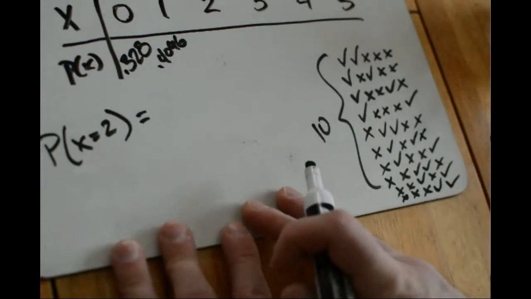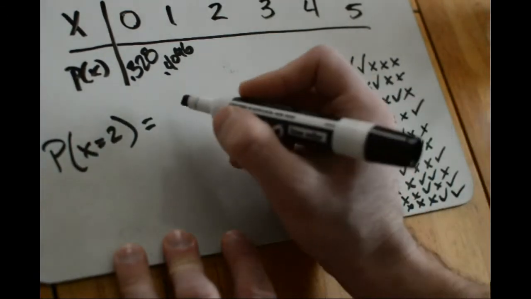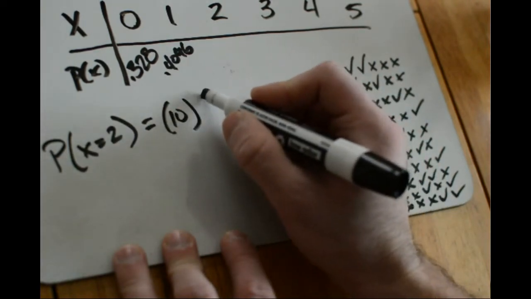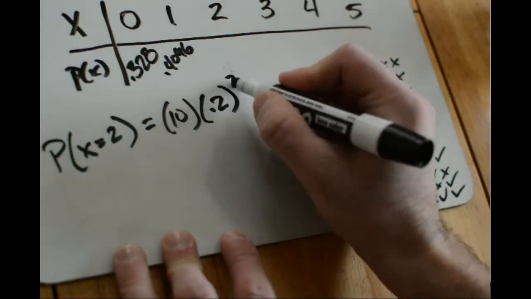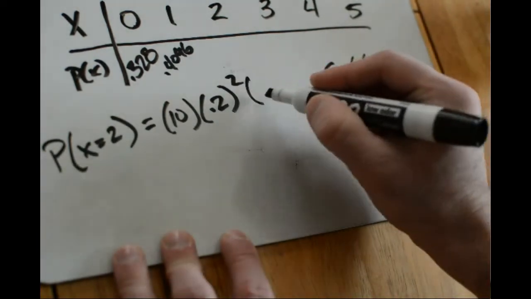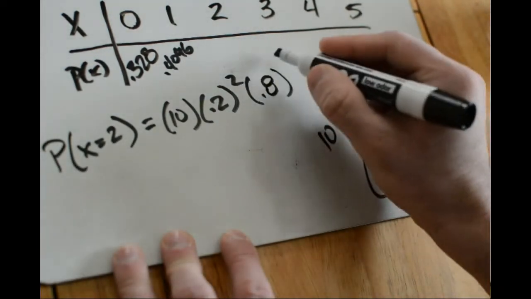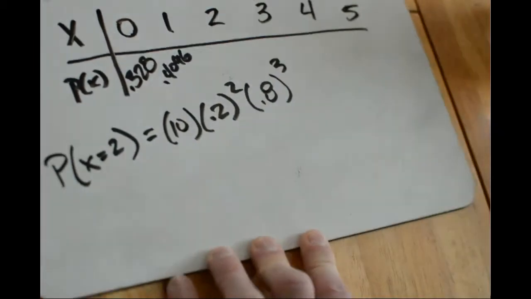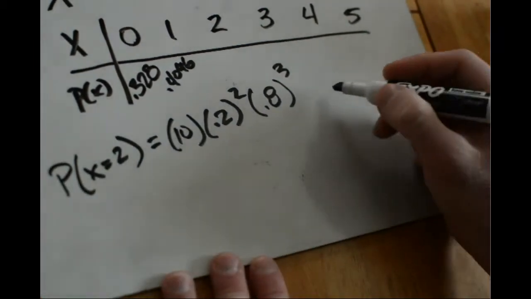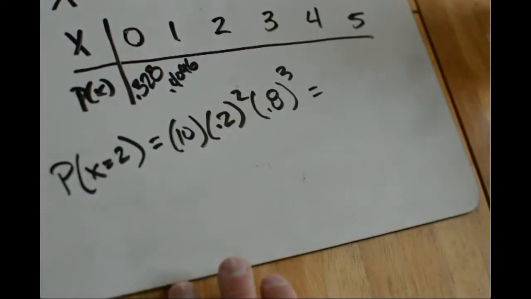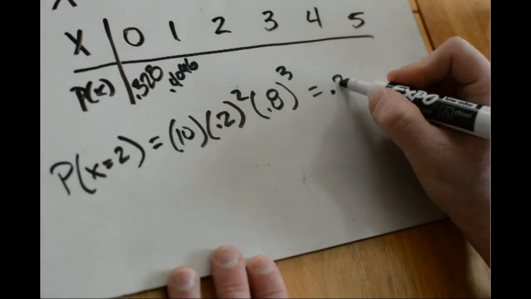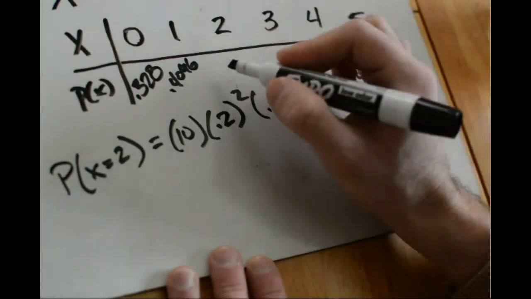So what we need to do for the probability that x is equal to 2 is we'll take 10, because there's 10 ways to get them right, times 0.2 squared, since we got 2 questions right, times 0.8 to the 3rd, since we got 3 questions wrong. And this is how a binomial probability gets calculated in general. This probability would be 0.2048.